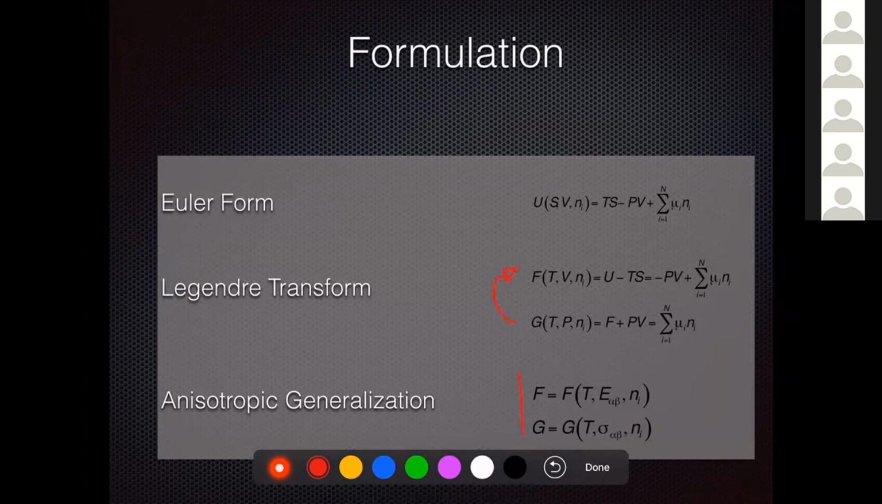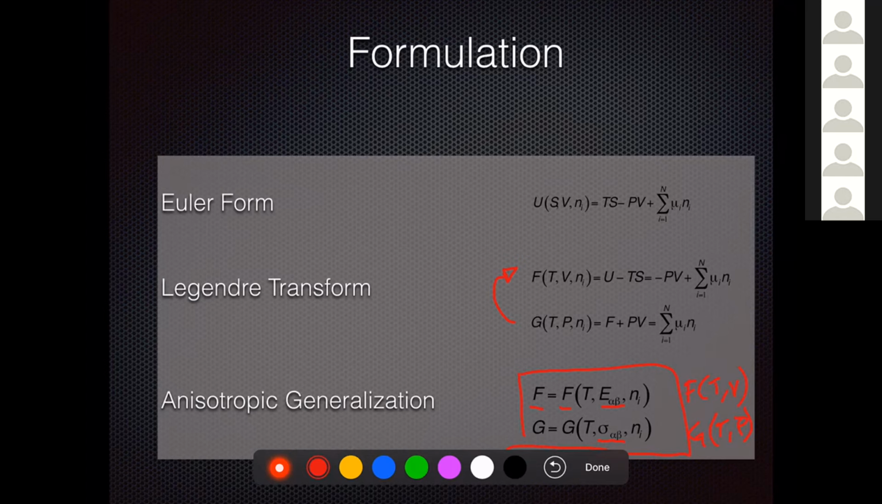Okay. And then what I mentioned before in the summary slide is this anisotropic generalization, so that the Helmholtz free energy is generalized anisotropically with respect to the strain tensor, and the Gibbs free energy is generalized anisotropically with respect to the stress tensor. Why? Because the natural variables of F are temperature and volume. Temperature and volume, the strain tensor, the trace will be the volume, right? And for G, the natural variables will be T and P, and so you can see that's the stress there, right? So the trace of the stress tensor will give you the pressure. Okay, so there's the formulation.